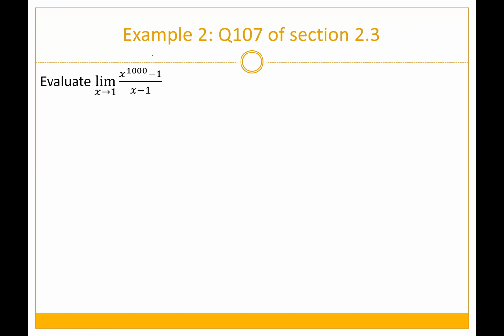The first step that we're going to do, I think I did this example last week, but we're just going to do it again. First, by definition, we have this limit is equal to the limit of x approaching 1 of x to the 1000.